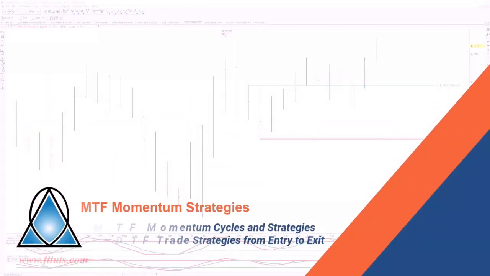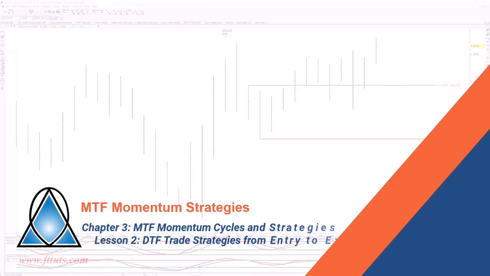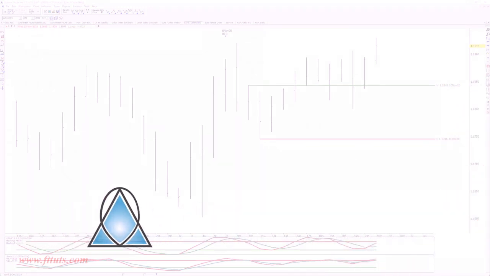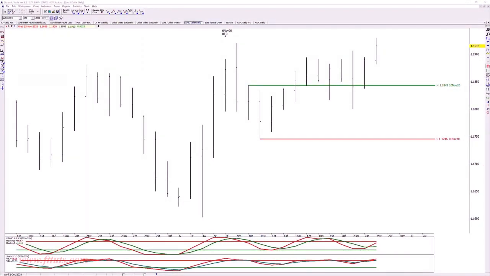In this lesson, we're going to explore how we use the dual time frame momentum position and cycles to adjust stops in a market as it progresses. In the last lesson, you learned how we identify trade setups by the dual time frame momentum position and reversals and entering the trade. Now, how do we manage that trade if it continues in the anticipated direction?